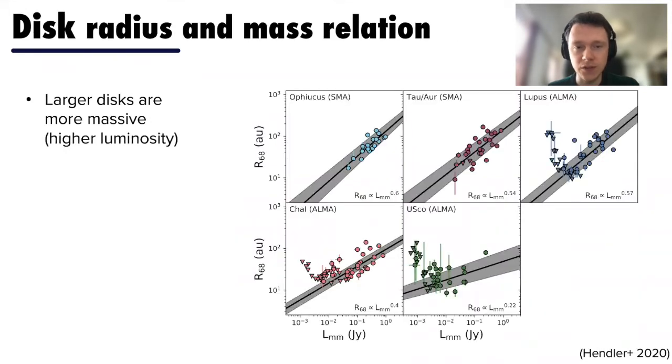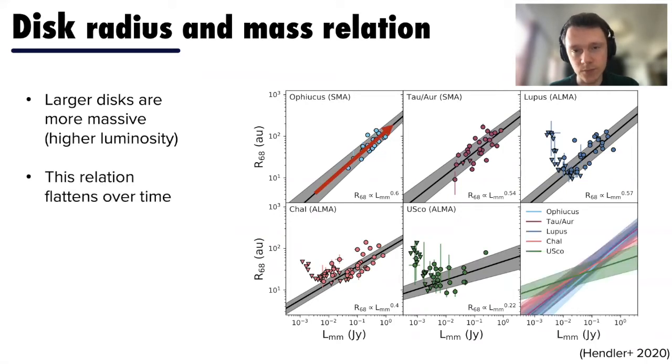Also, a relation between disk radius and mass has been found. Larger disks are more massive. This relation flattens over time, and this suggests an evolution towards smaller disks.